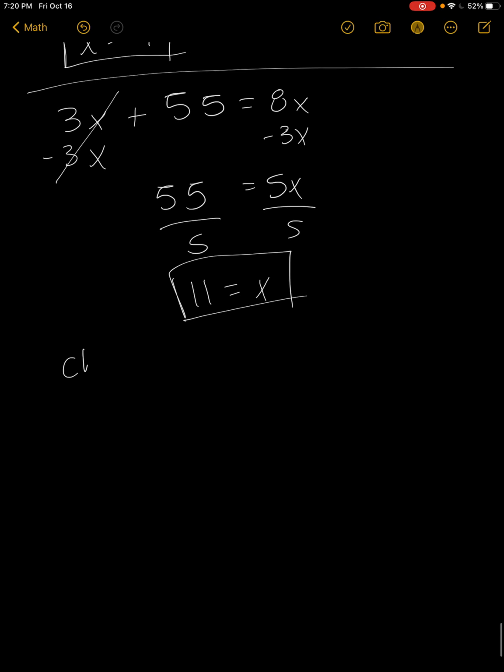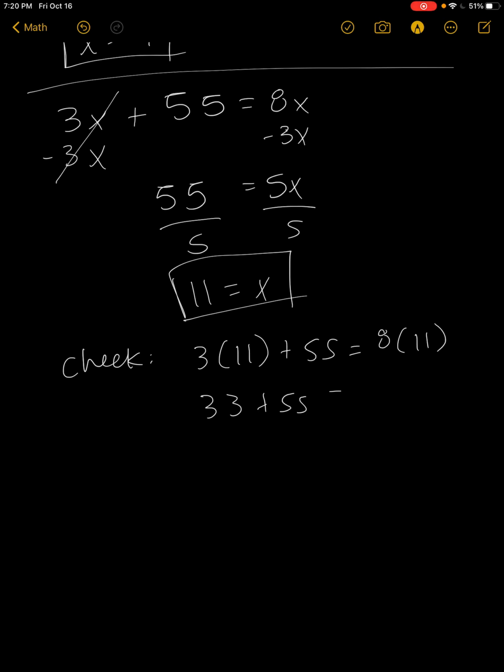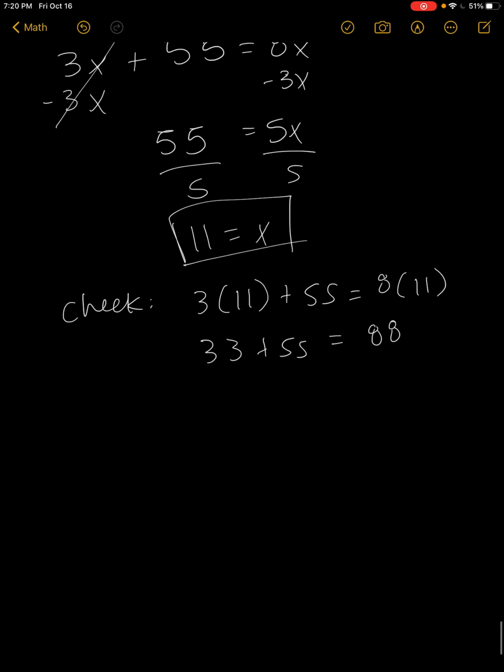We want to do a check. Oops. 3 times 11 plus 55 should equal 8 times 11. 33 plus 55 is equal to 88. 88 is equal to 88. Checks out. So I solved it correctly.